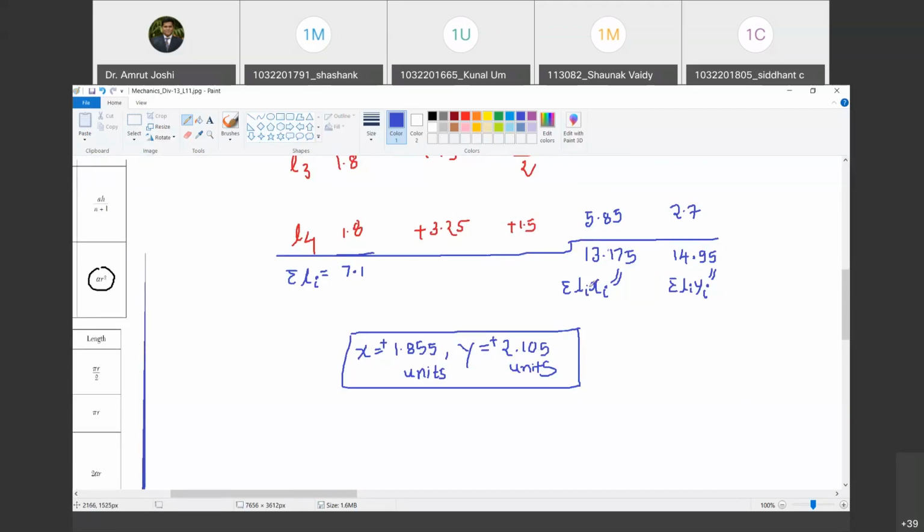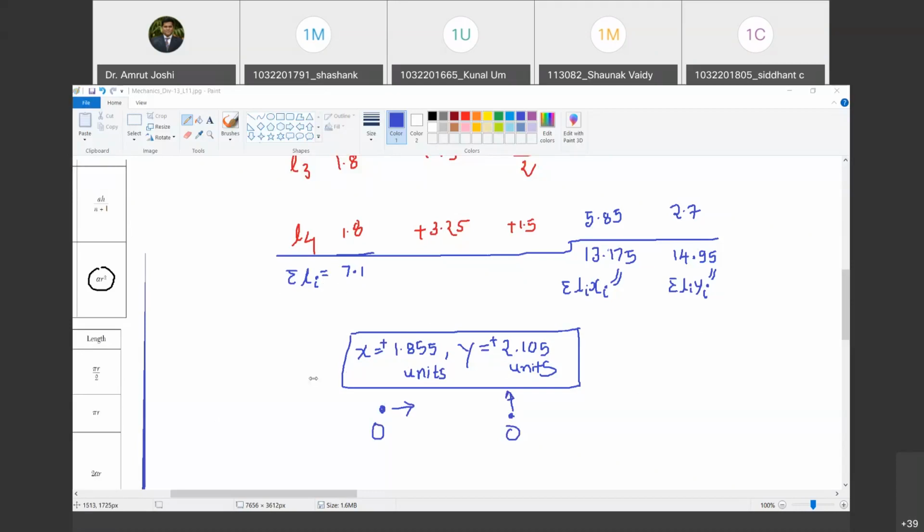How did I obtain this? It is summation Li xi upon summation Li is x coordinate. Summation Li yi upon summation Li is y coordinate. Are you with me? Yes, sir. As both the values are positive, therefore, with reference to O, the centroid lies on the right hand side and up. Are you with me? Yes. Okay, so this has been done.